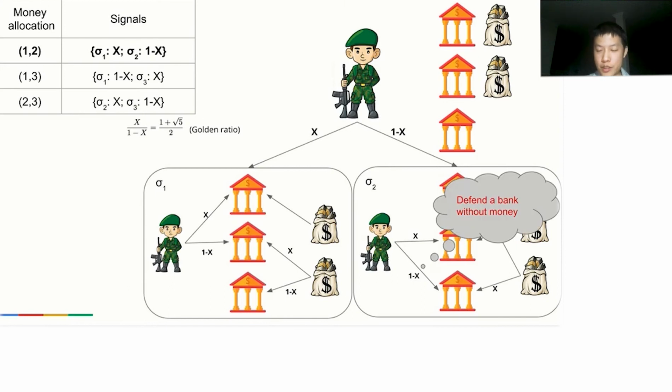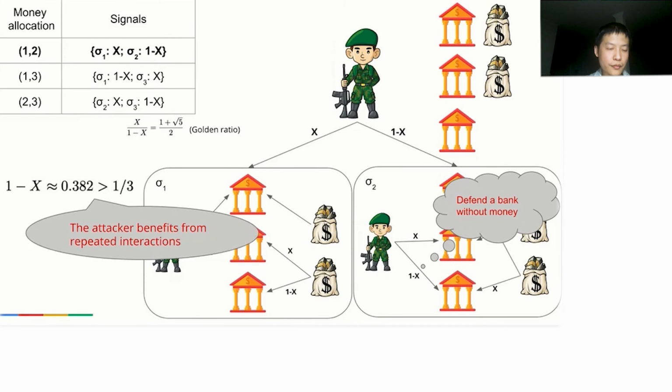Now we see that with some positive probability, the defender will defend a bank actually without money. So in this way, the soldier can mislead the attacker and benefit himself. So we also notice that the attacker's utility is 1 minus x, which is strictly larger than 1/3, which is the attacker's utility when the game has only 1 round. So this is because the attacker can benefit from repeated interactions. Because in a repeated game, the attackers can observe the defender's historical plays, which gives the attackers more information.